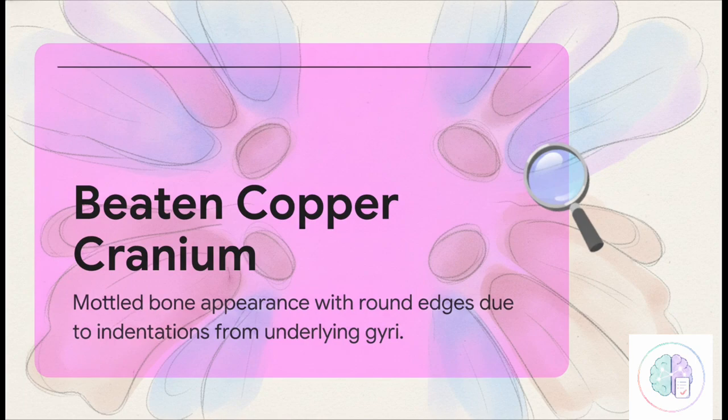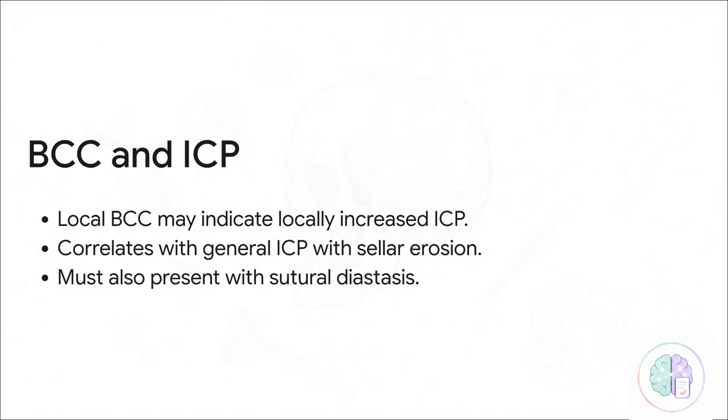Moving right along, we encounter what's known as the beaten copper cranium, or BCC. It's exactly what it sounds like. You get this characteristic mottled appearance on the bone, featuring these round, poorly margined edges and lucencies of varying depth. But why does it actually happen? Well, it's caused by physical indentations in the bone from the underlying gyri of the brain, literally pressing outward against the skull. So what does this tell us about intracranial pressure, or ICP?